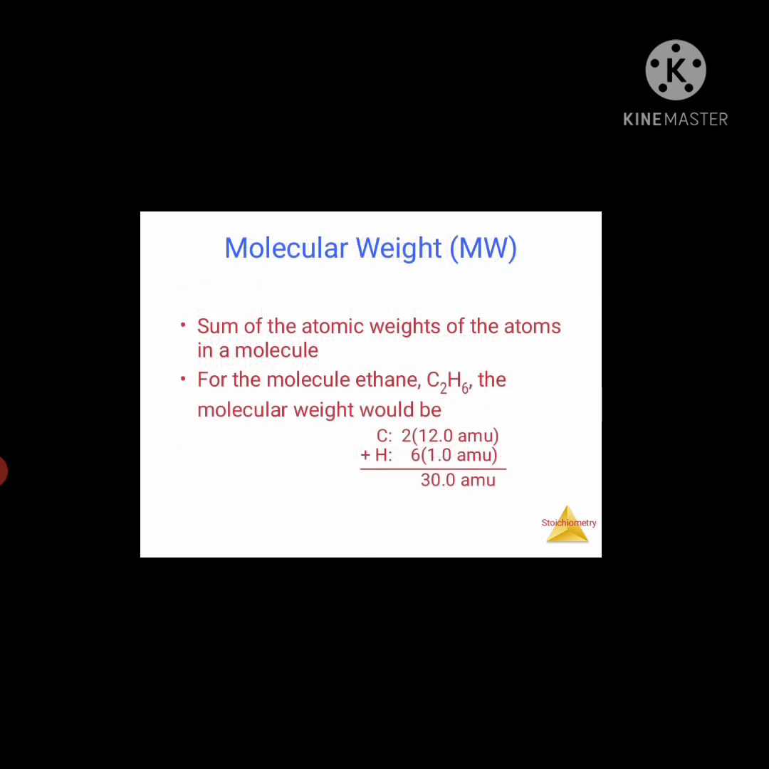So for molecular weight, this is the sum of atomic weights of the atoms in a molecule. So for the molecule ethane, C2H6, the molecular weight would be carbon, the subscript is 2, so it's 2 times the atomic weight, which is 12.0 atomic mass units, plus hydrogen. So you have here C2H6, so you have 6 hydrogen times 1, which is the atomic mass unit of hydrogen. So you total this, you will have 30 atomic mass units.